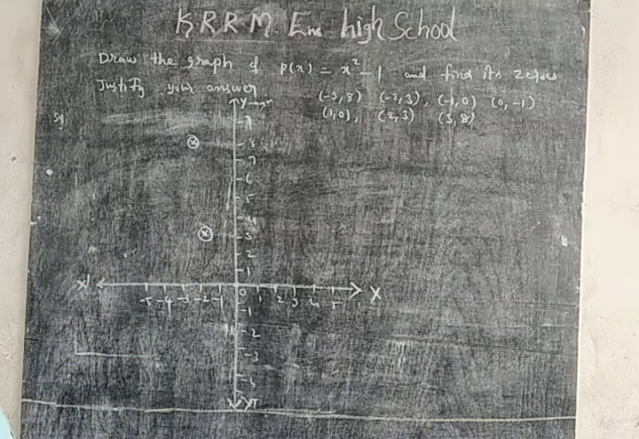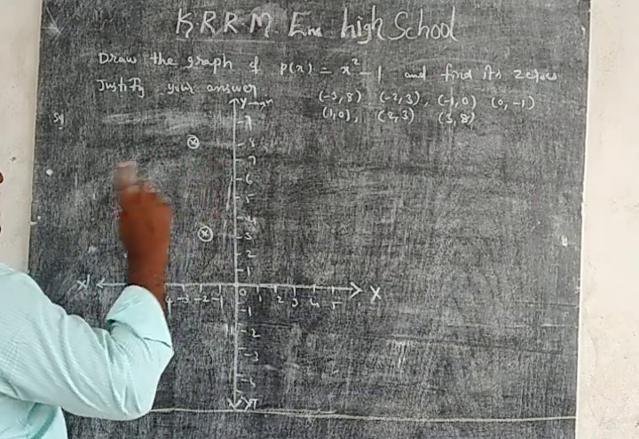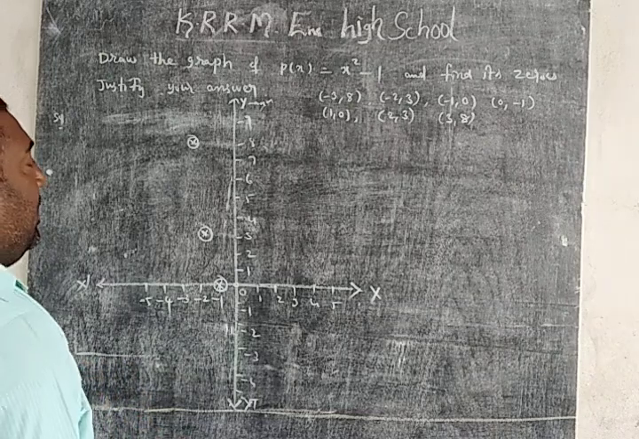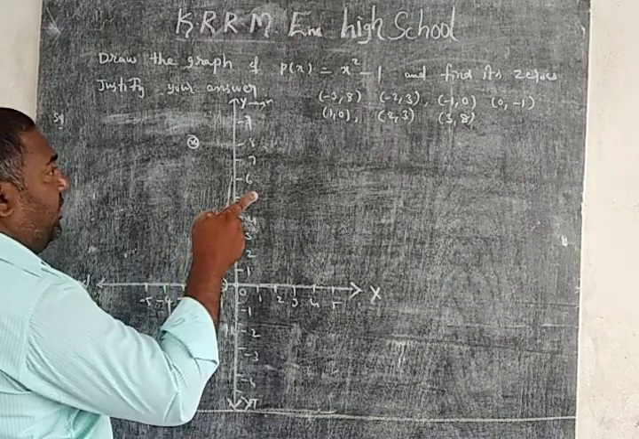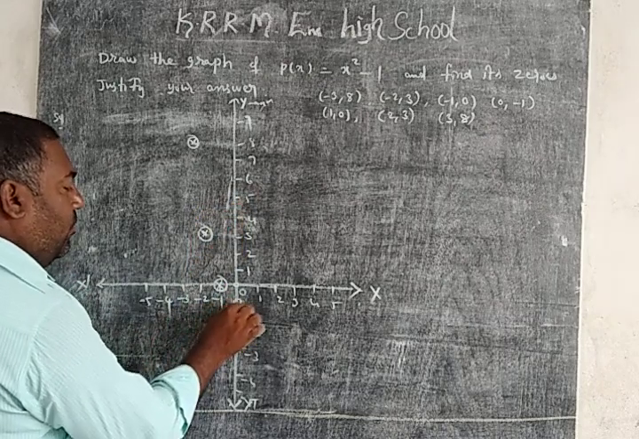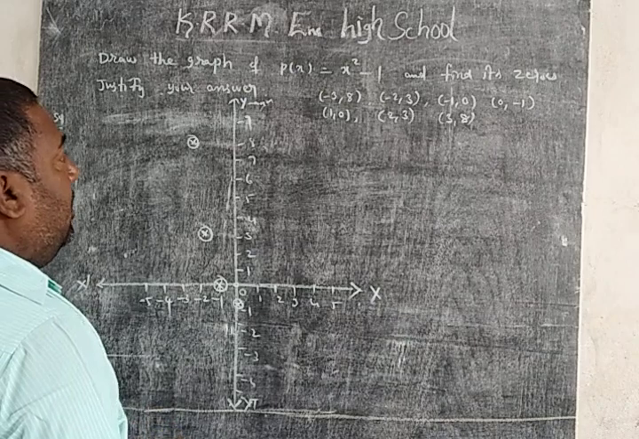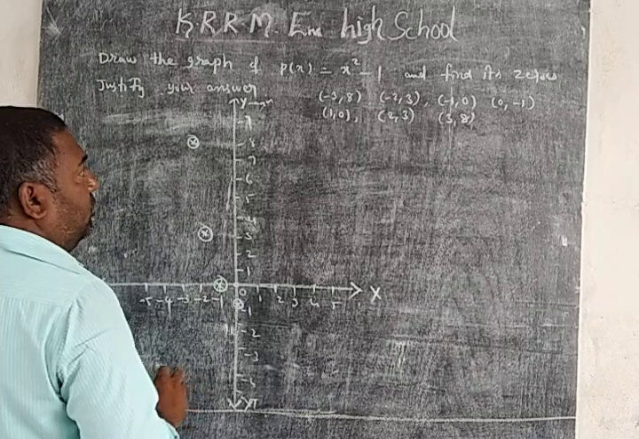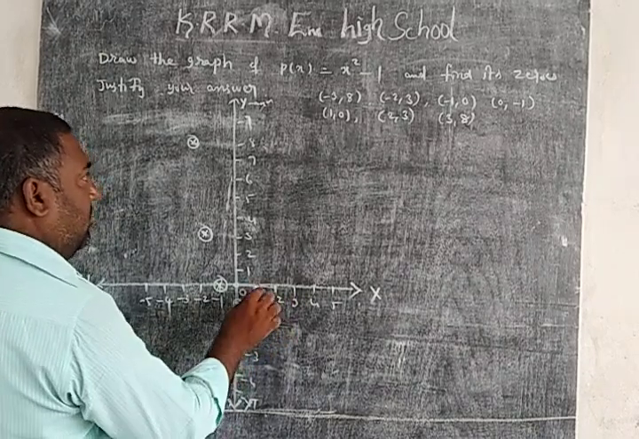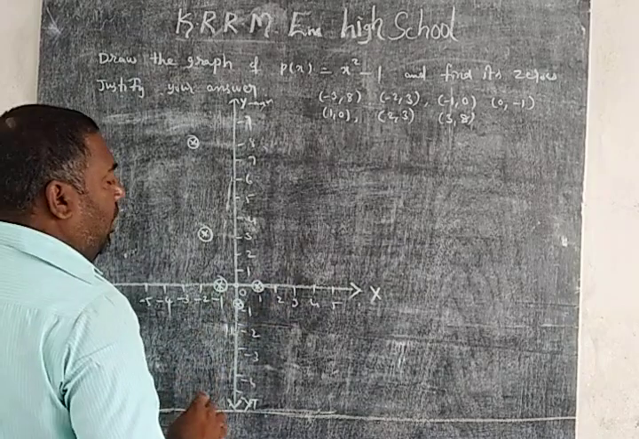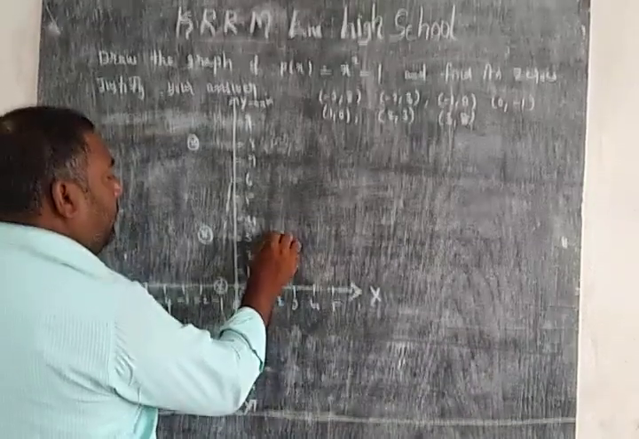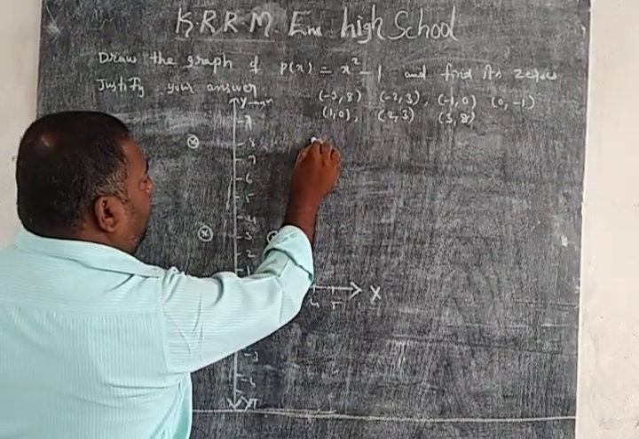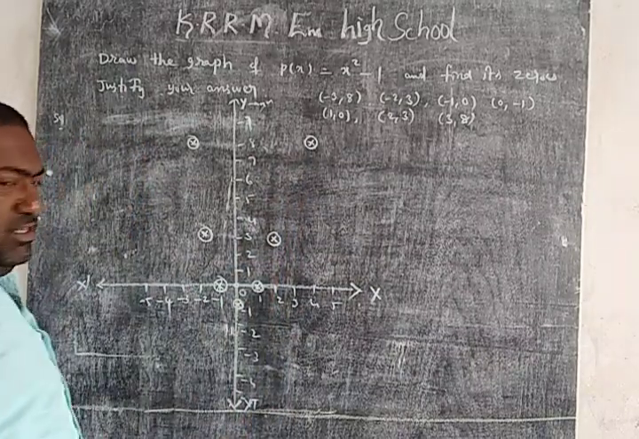Then minus 1 comma 0: here the y coordinate is 0, so the point is taken on the negative x axis. Then 0 comma minus 1: the x coordinate is 0, so it is taken on the y axis. Then 1 comma 0 belongs to the positive x axis. 2 comma 3 belongs to Q1. 3 comma 8 also belongs to Q1. Now plot these points.